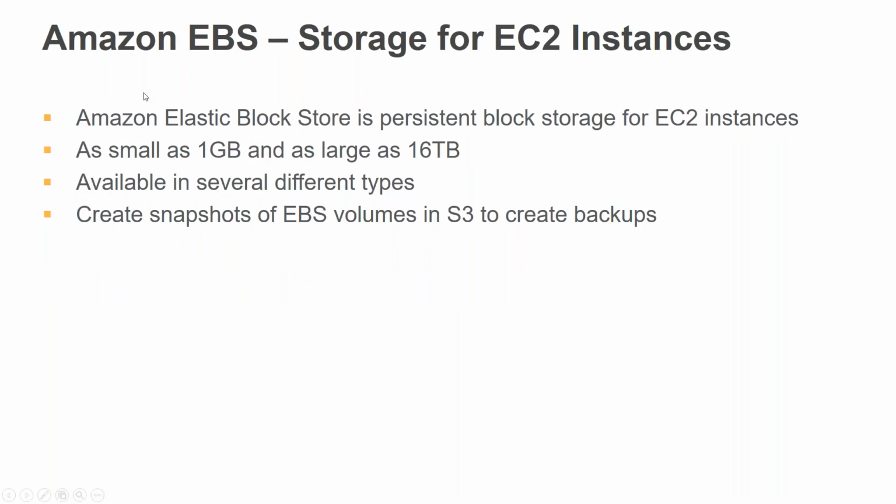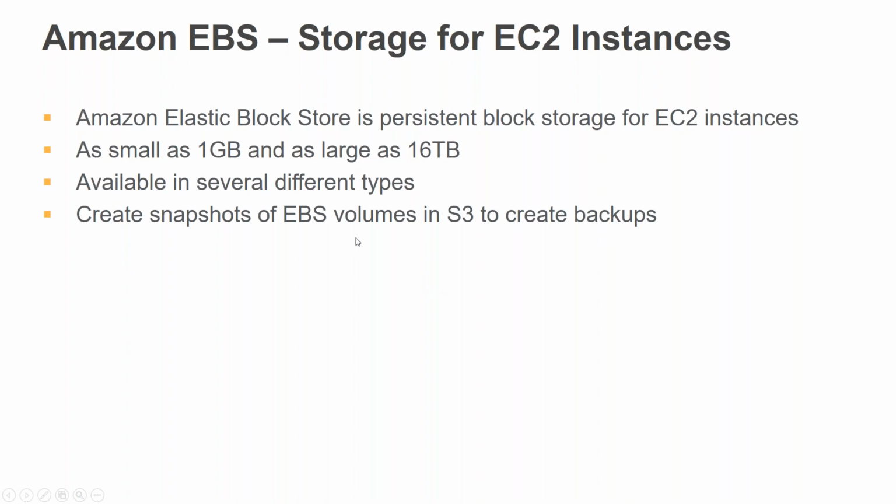Amazon EBS, Elastic Block Store, is network attached, persistent block storage. There are a lot of EC2 instances which also come with ephemeral storage, but just remember that if you choose to run ephemeral storage, the moment you stop the instance, whatever is stored on ephemeral storage also goes away. If you don't want that, then you need to use EBS, which is persistent storage, as small as 1 GB and as high as 16 terabytes. It's available in several types, which I'll share in the next few slides.